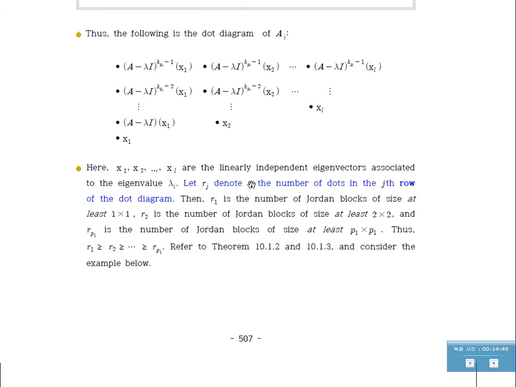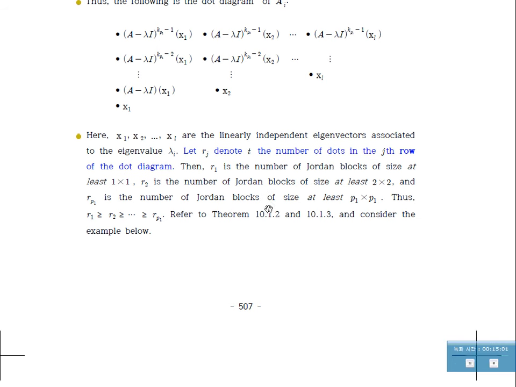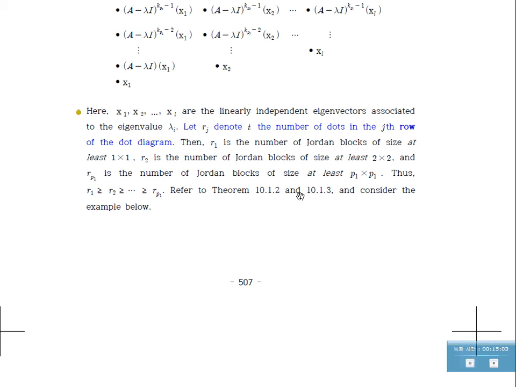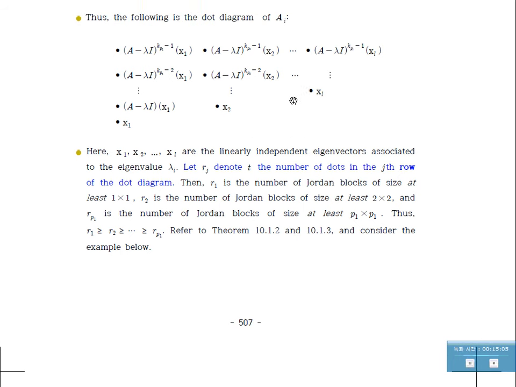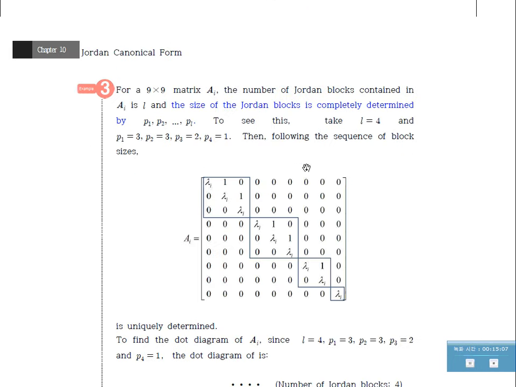We denote the number of dots in the jth row of the diagram. So R1 has this many, R2 has this many, and so on. Okay, with this, now I will let you know how to find these dot diagrams.